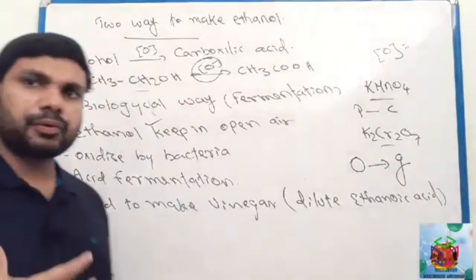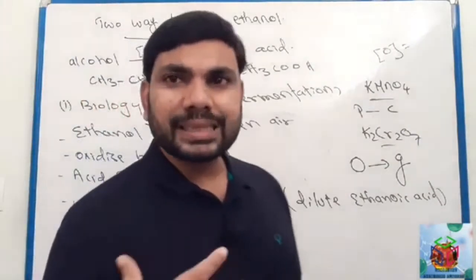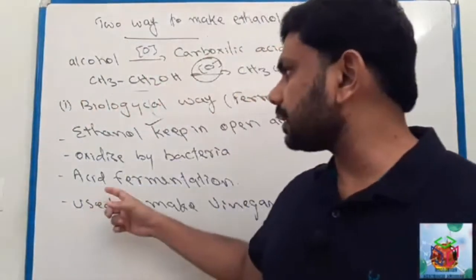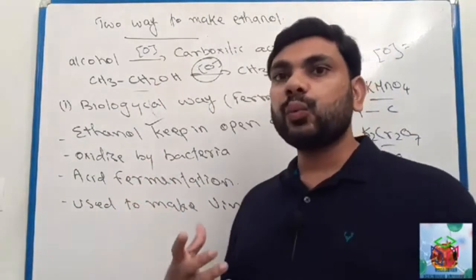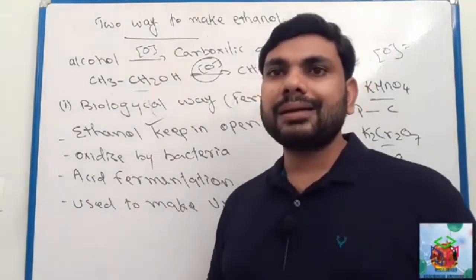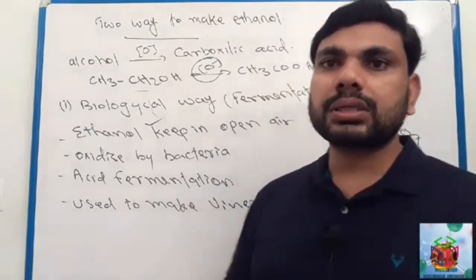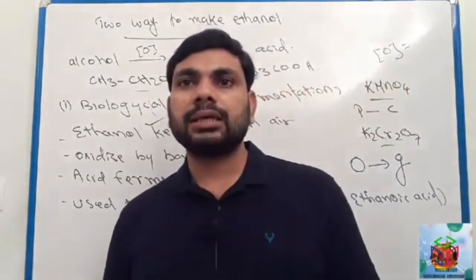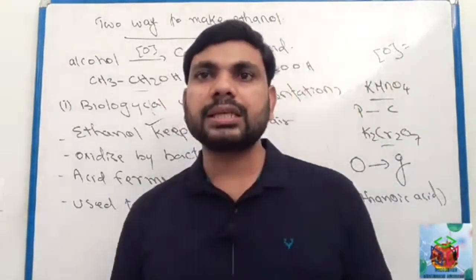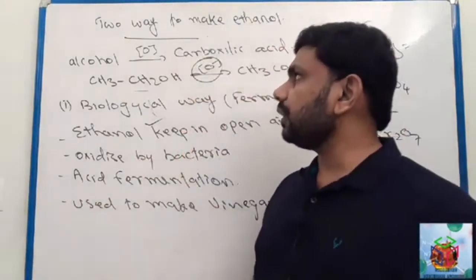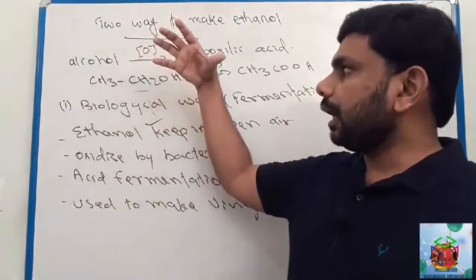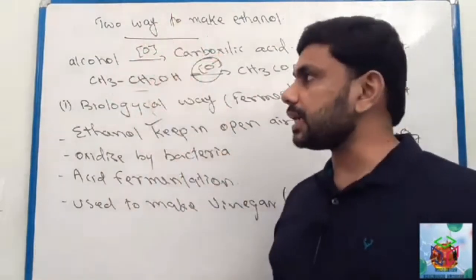Before the second method, here this acidic fermentation is used to make vinegar. Acidic fermentation is used to make vinegar. Vinegar means dilute ethanoic acid. Okay, dilute ethanoic acid, that is vinegar. So here we learned how to produce carboxylic acid.